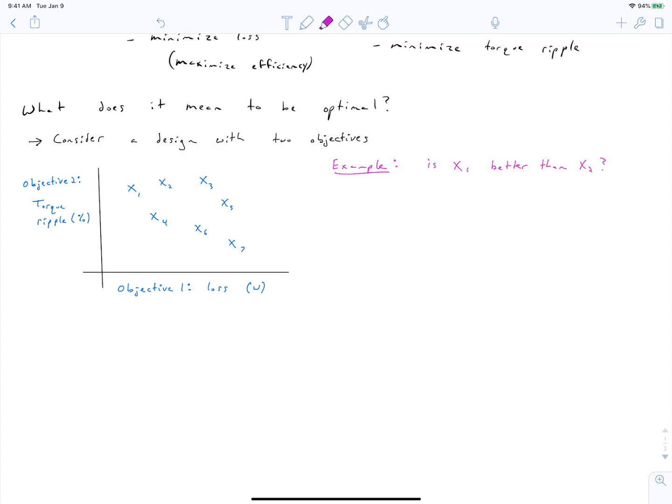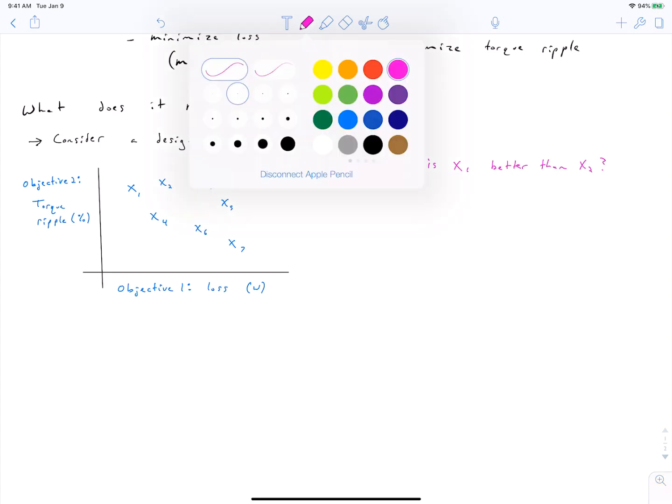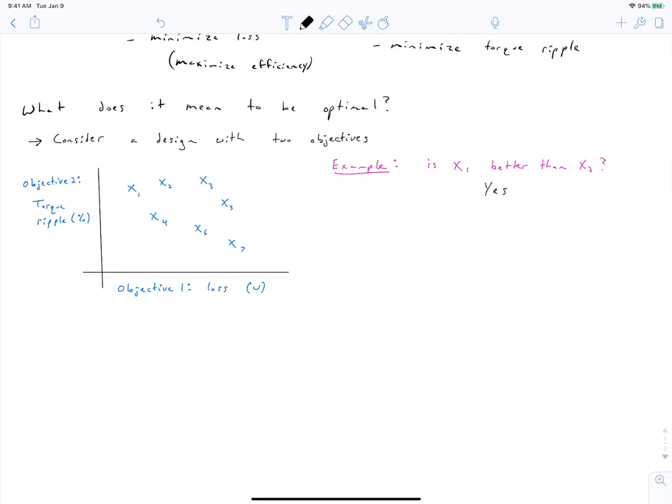Well, the answer is that we're trying to minimize these objectives, right? So we're trying to find a design with the lowest torque ripple and the lowest loss. And if we look at design X1, we can see that it has a lower torque ripple than X2, and it has a lower loss than X2. And so we can say that, without a doubt, X1 is better than X2. Let me now ask you, is X4 better than X3? And you have to say the same thing. Yes, it clearly is, because we've reduced the loss and we've reduced torque ripple. So X4 is clearly better than X3.